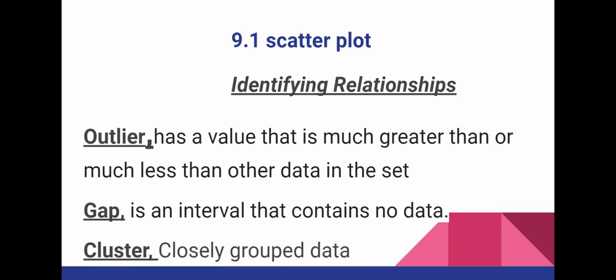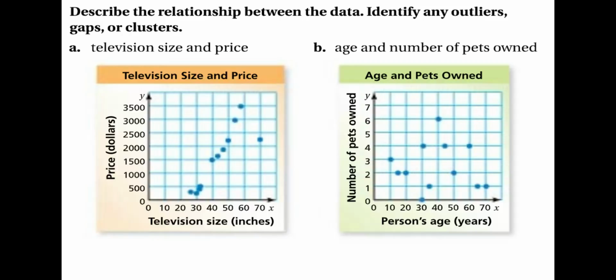To identify a relationship: an outlier has a value that is much greater than or much less than other data in a set. A gap is an interval that contains no data. A cluster is closely grouped data in a graph. Let's see if we can describe the relationship between the data. Identify any outliers, gaps, or clusters.